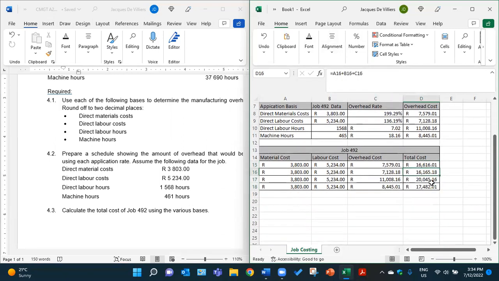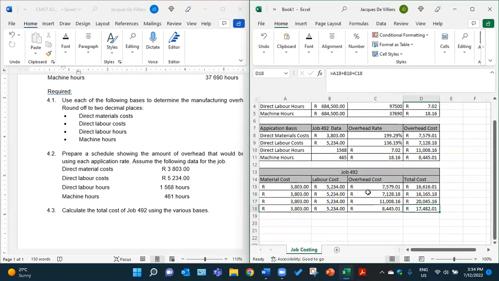then these numbers. So we're seeing that if we use direct labor hours as the basis for determining our overhead rate, then our total cost for job 492 will be more than in the other cases. And because we always want to be safe, we will say, okay, our total cost for this job, we estimate, is going to be 20,000. We're not going to pick the lowest one because we might run into trouble.